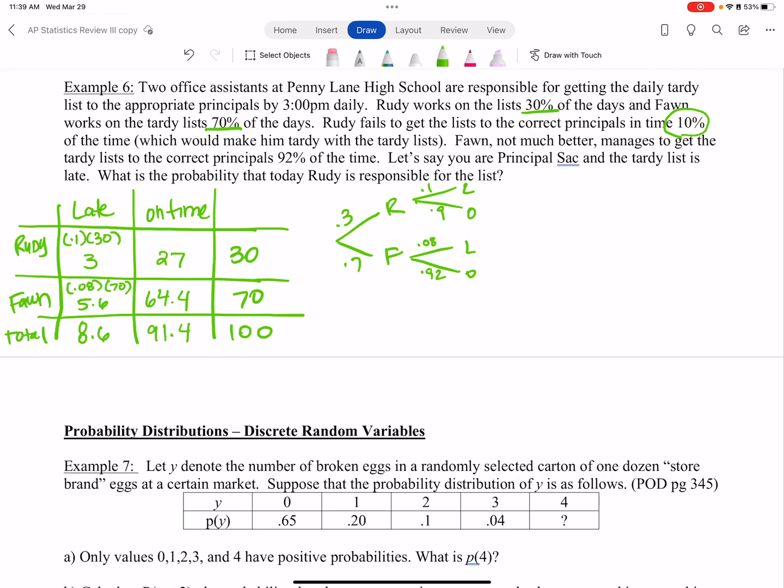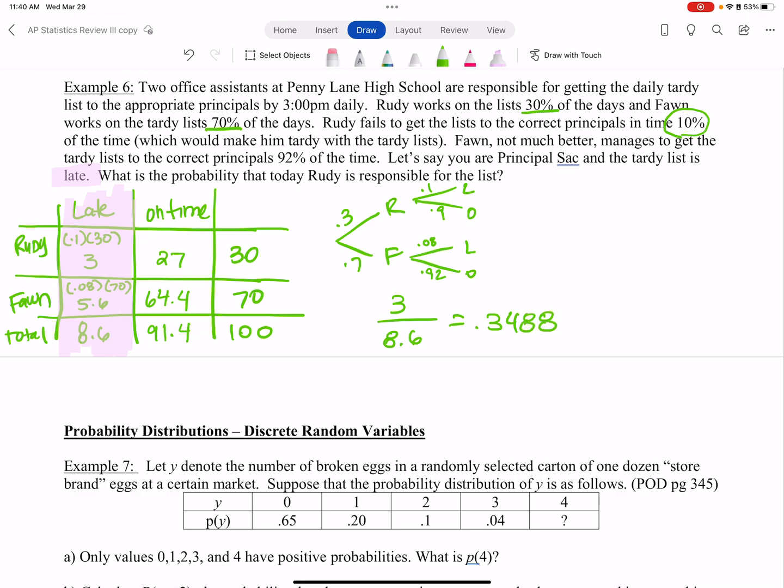So it says, though, the problem, what I'm looking for, let's say your principal sees the tardy list is late. So we know it's late, so it's right here. It's this column I'm looking for because we know it's late. So my denominator is 8.6. And it says, what's the probability of Rudy? So Rudy is going to be 3 over 8.6, and 3 over 8.6 is 0.3488.